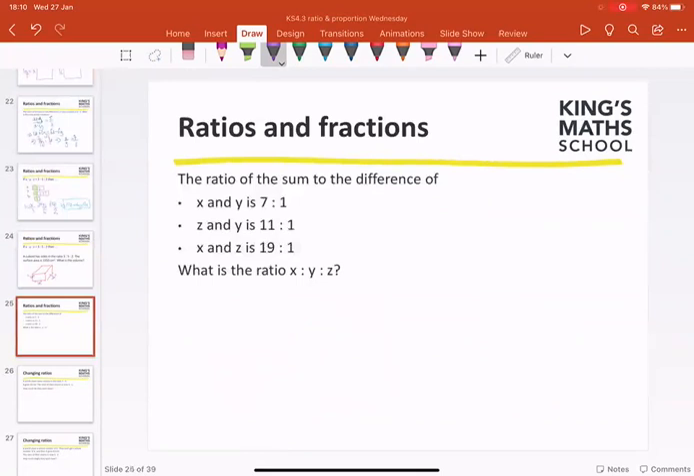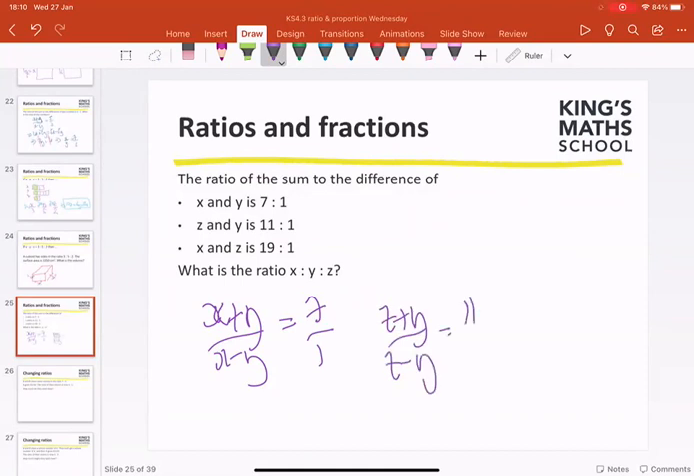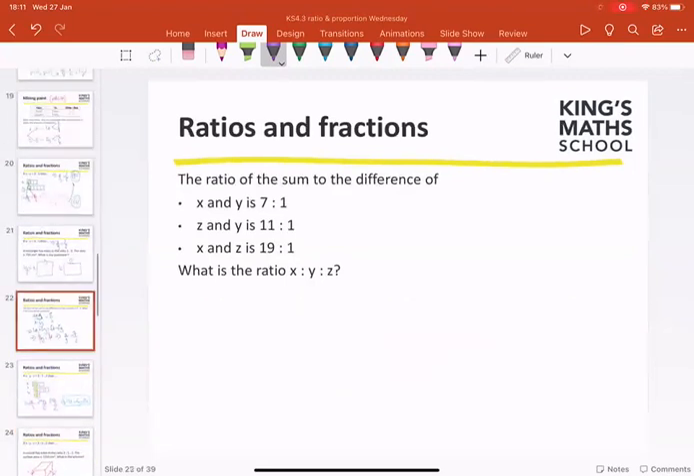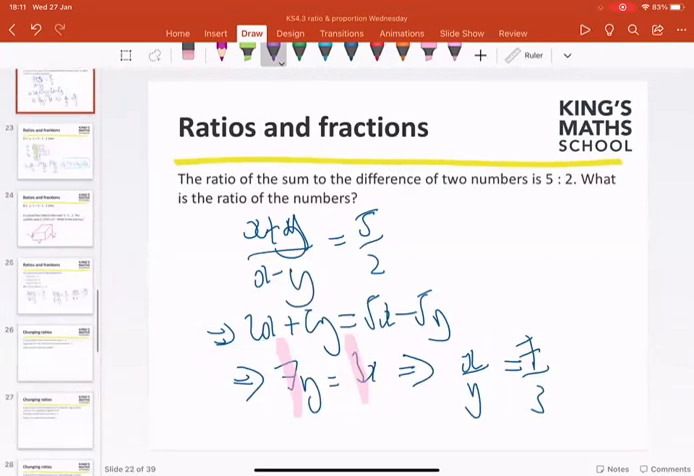So thinking here, you've got 3 facts. We've got x plus y over x subtract y is 7 over 1. We've got z plus y over z subtract y is 11 over 1. And we've got x plus z over x subtract z is 19 over 1. So I can get x in terms of y, z in terms of y, x in terms of z, and then what do I do with that? And how do I put it all back together? So that's the struggle. Again, as I was saying earlier, I'm not going to go through a worked example with this. I'm going to say, well, if you can do it in the 2 case, you can work out how to do it in the 3 case.